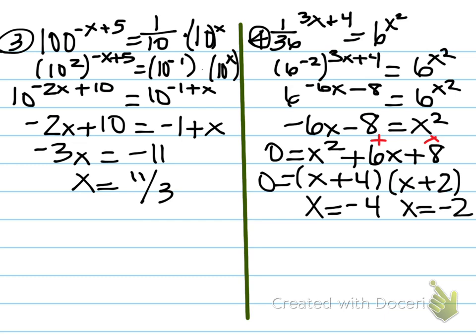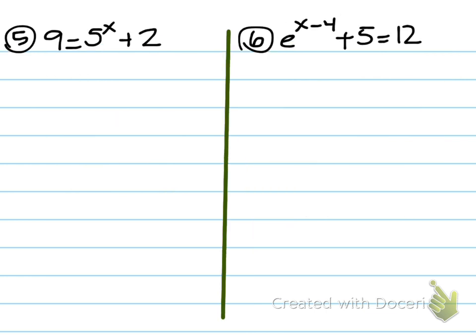When I plug in negative 4 right here, it gives me a negative, oh, I'm sorry. We don't have to check these. I'm going crazy. They're exponential equations. Those two answers are perfectly satisfactory. Sorry about that.